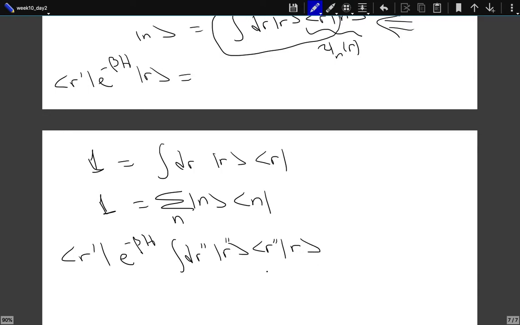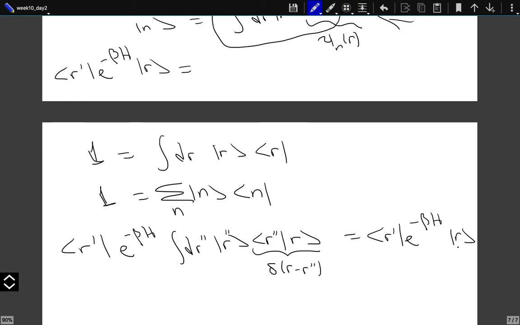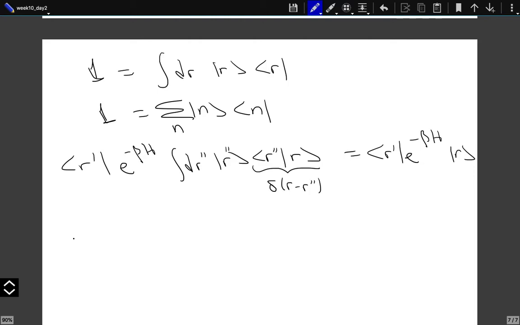Yes, I inserted this identity. What is this matrix element? It's a delta function. It's satisfactory of the starting point. Now I can just evaluate the r double prime integral. So this is just r prime, e to the power minus beta H, r. So back to the initial point. That's why the first resolution of identity doesn't really give me anything new. I can try the second one. Well, let's try the second one.